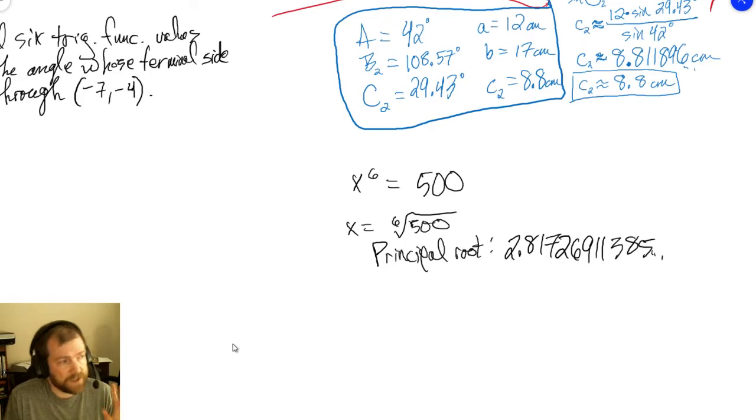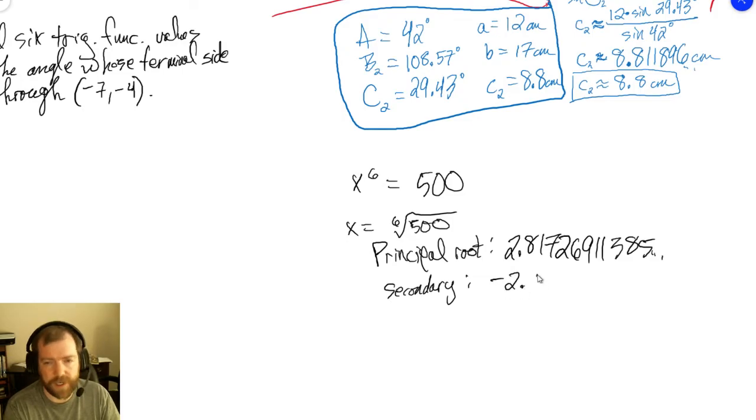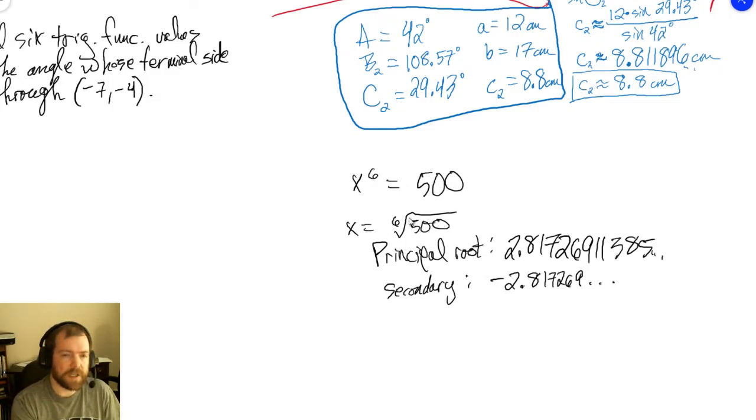That doesn't mean that that's the only answer. The easy one is going to be called the secondary, which is going to be, in this case, the negative of that. Because it's an even root, we're going to get the positive and the negative answers to be exactly the same. But then there are tertiary through whatever the name for sixth least important is.